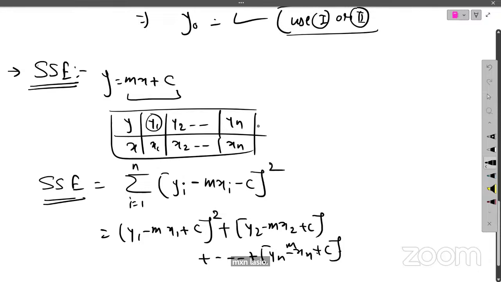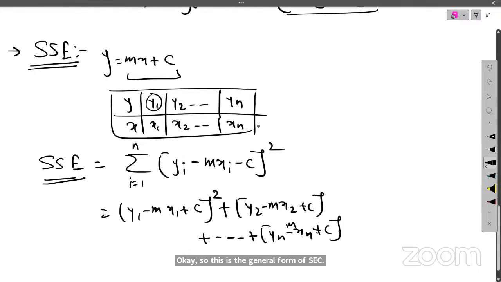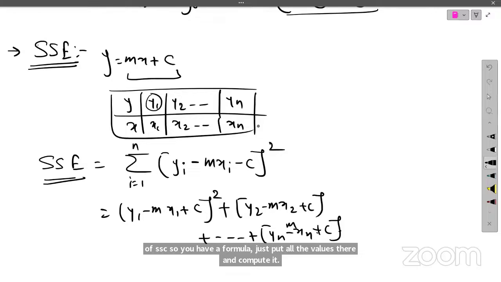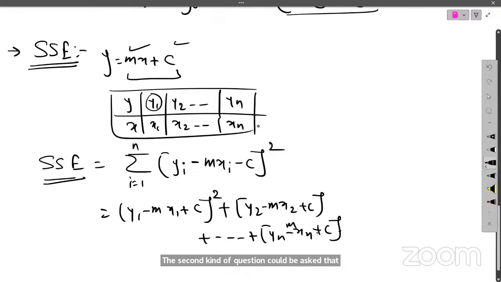Now over SSC, there could be two types of questions. The first is that one expression is given to you and a data set is given to you, and they just ask you to find the value of SSC. So you have a formula, just put all the values in and compute it. The second kind of question could be that in place of m or c, they put one of them as a constant, and then they ask you to find the value of that constant which will make this expression the best fit.